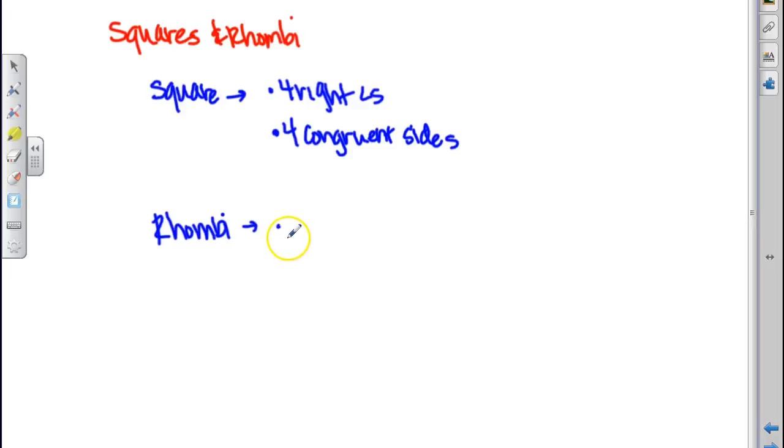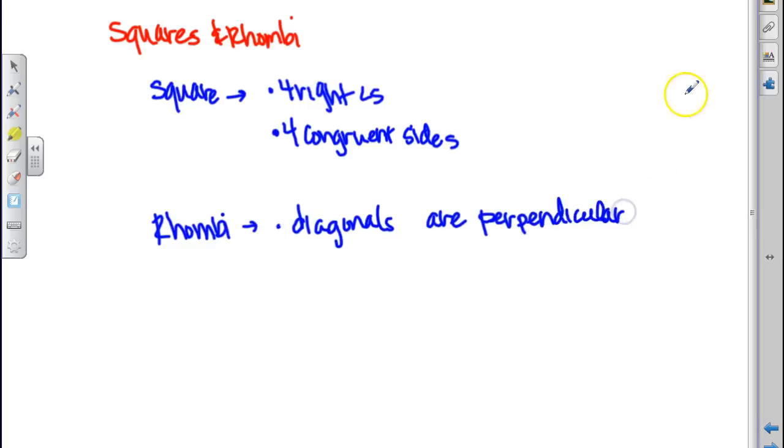All right, rhombus. Diagonals are perpendicular. So diagonals are perpendicular. That means when they intersect, they form what? Yep, 4 right angles, right? Which means if I'm trying to find a length of one of these sides and they give me 2 of them, I can use Pythagorean theorem because I have a right triangle.